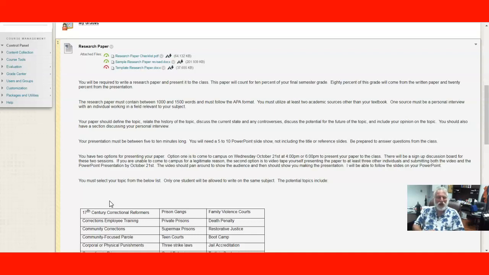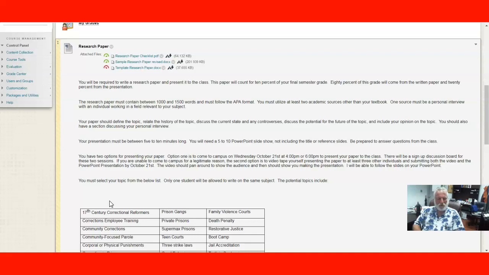And it has to be in the APA format. Now, I've got a template that you must use that's already in the APA format. The only problem that people who use it seem to have is they have difficulty with the reference page, or they have difficulty with putting the inline citations in there. So be sure to do both of those for your paper.